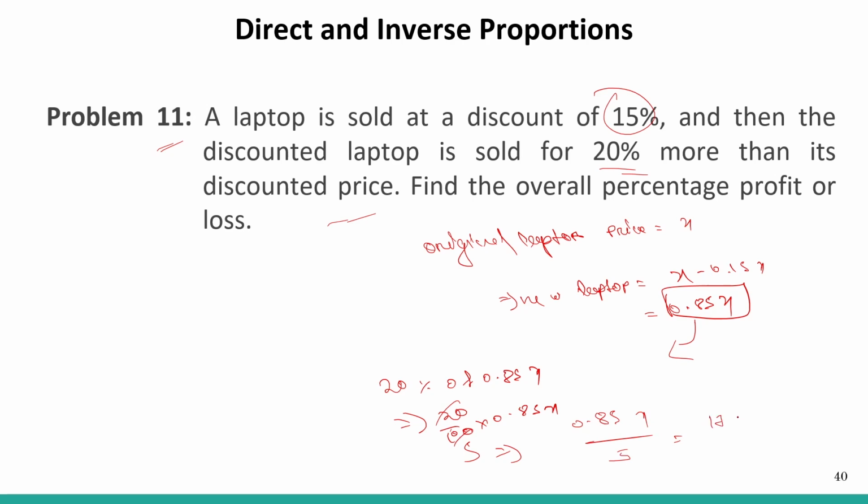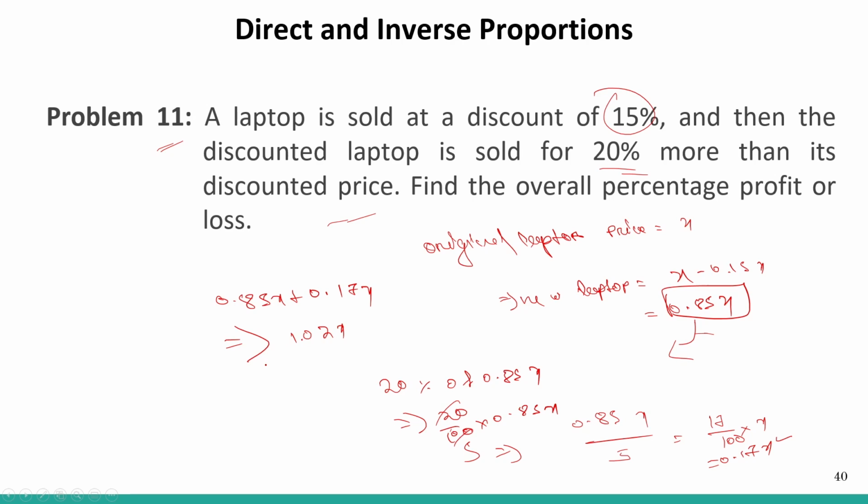So this will be 17 by 100 into x, which is equal to 0.17x. Okay. So this is the amount that is being hiked on this price. So adding these two, 0.85x plus 0.17x. So what we are arriving at is what?